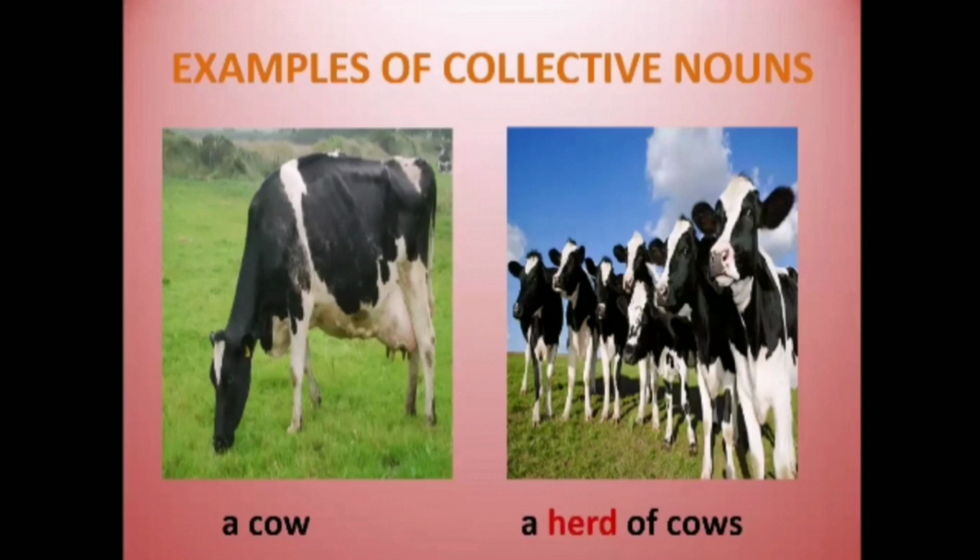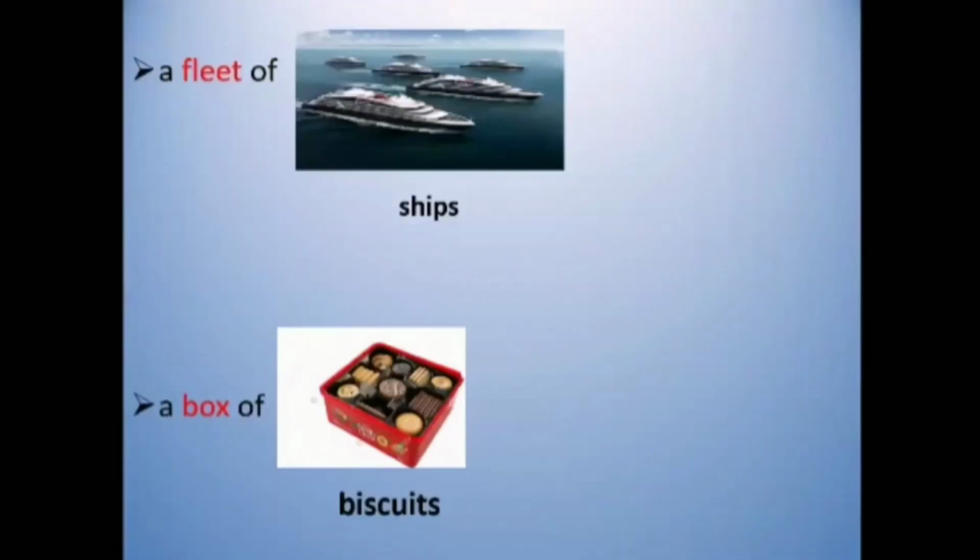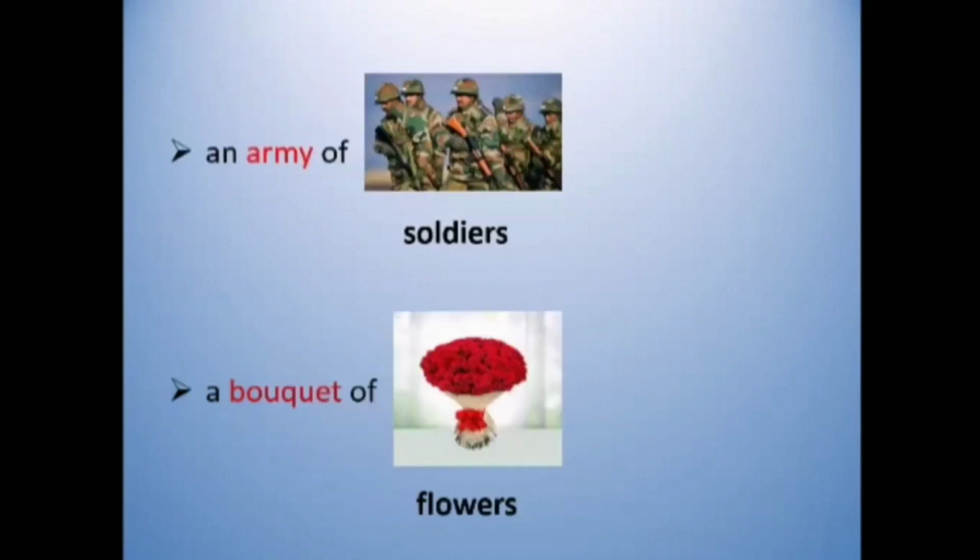See the first picture. It is a cow. See the second picture. There are a number of cows there. So we can also say that it is a herd of cows. We have some more examples. A fleet of ships, a box of biscuits, an army of soldiers, and a bouquet of flowers.